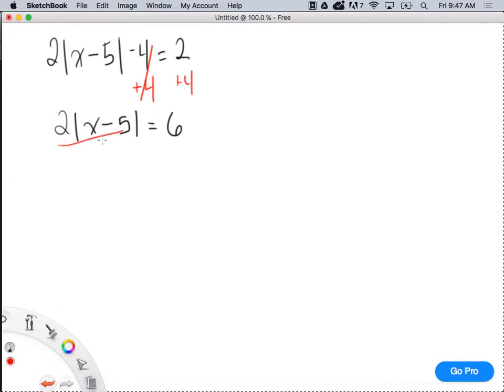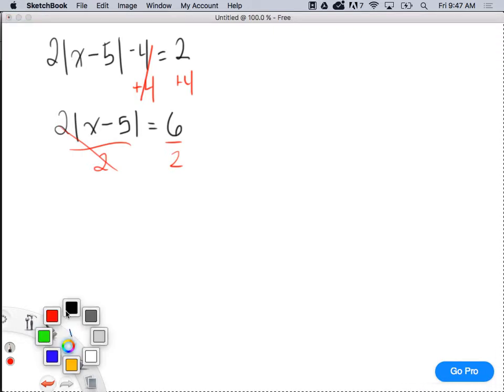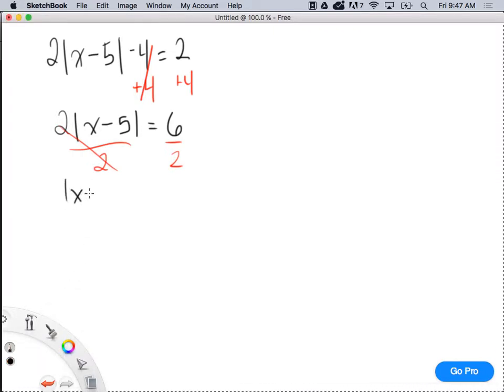Are you guys following this? Absolute value of x minus 5 equals 6 divided by 2 is 3. Yeah? Good? We can close our computers, guys. We don't need our computers anymore. Okay.